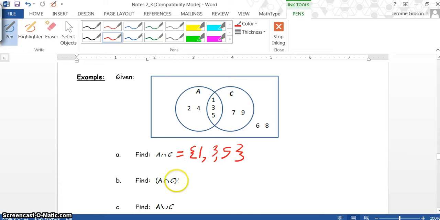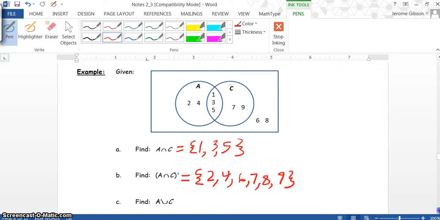Now, we have A intersects C complement. Now we look here. A intersects C, we know is 1, 3, 5. So that means that the complement is everything else, which we would have 2, 4, 6, 7, 8, and also 9. Remember, the complement means everything else that is not in this set.